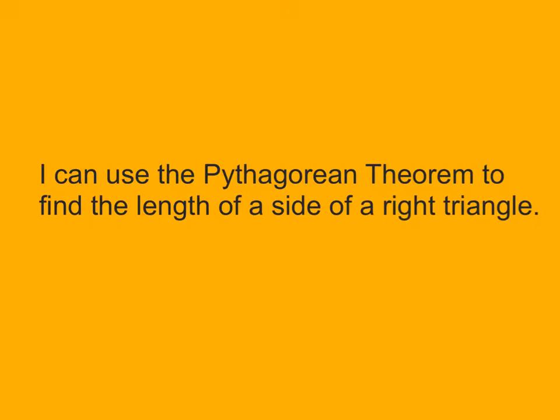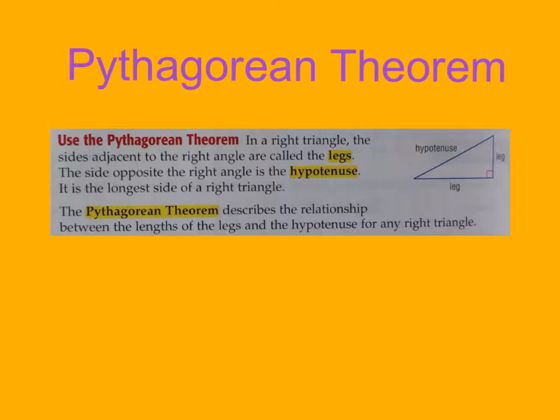Today's learning target is I can use the Pythagorean theorem to find the length of a side of a right triangle. Today we're going to be using what's called the Pythagorean theorem. Now before we get into specifically what that means, let's take a look at a couple of things.